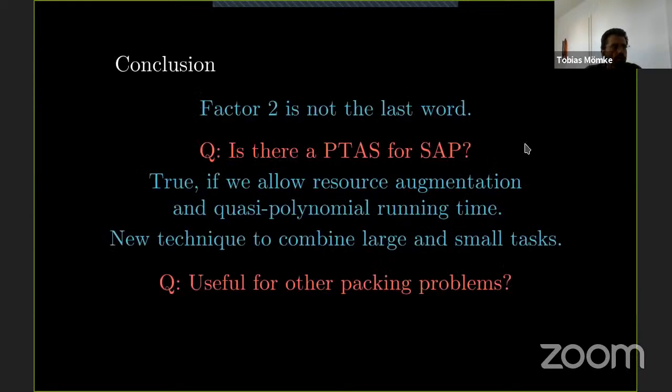So to summarize, the factor 2, even for the general problem, is not the last word. For the uniform capacities, we really broke the barrier of 2. And the question is: is there a polynomial time approximation scheme for the storage allocation problem? This is the main open question that we have, not only for this problem, but also for the related problems. And we know that it's true if we have resource augmentation and quasi-polynomial running time.